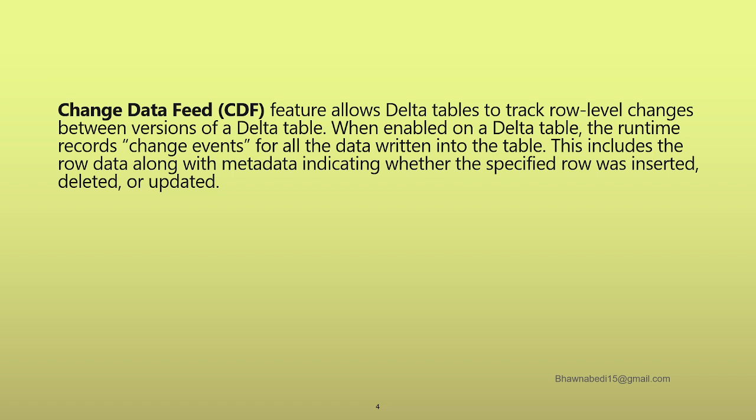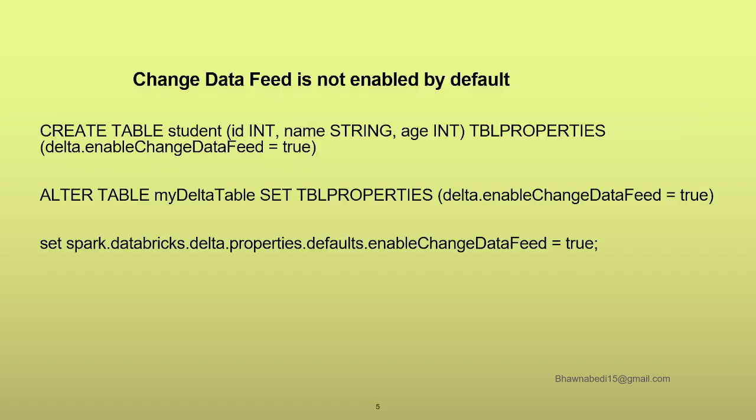So this kind of detail, that which row is inserted, which row is updated, which row is deleted, is actually captured by your change data feed. This is nothing but change data feed. It captures your row level changes, and it tells you whether the new row that is coming in, as compared to the previous row, is an insert, an update, or a delete. So this really helps you to capture row level changes.